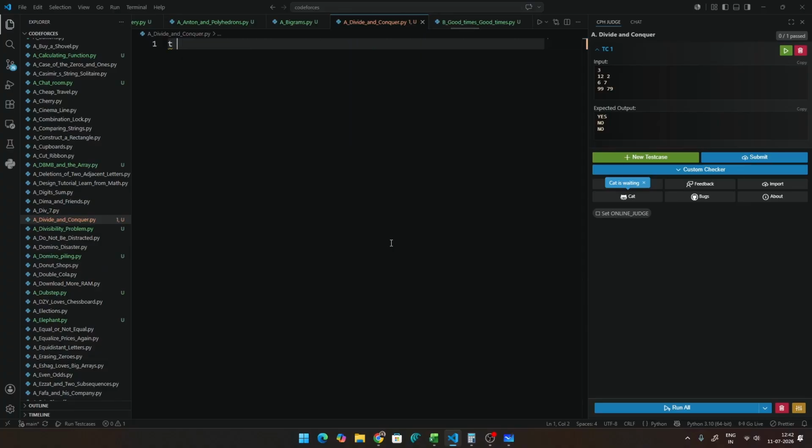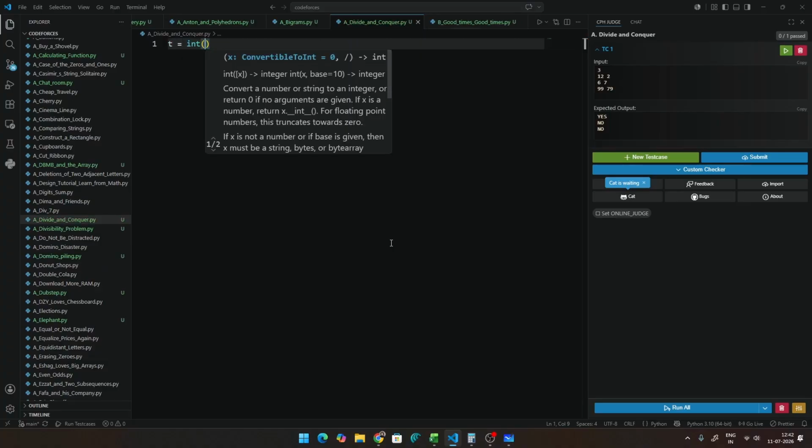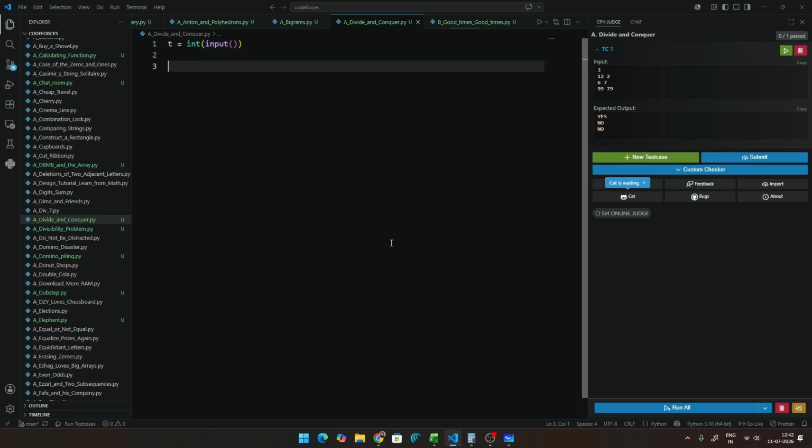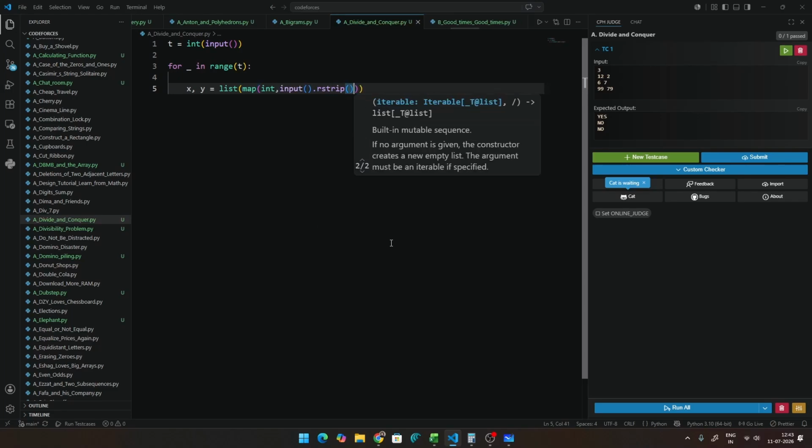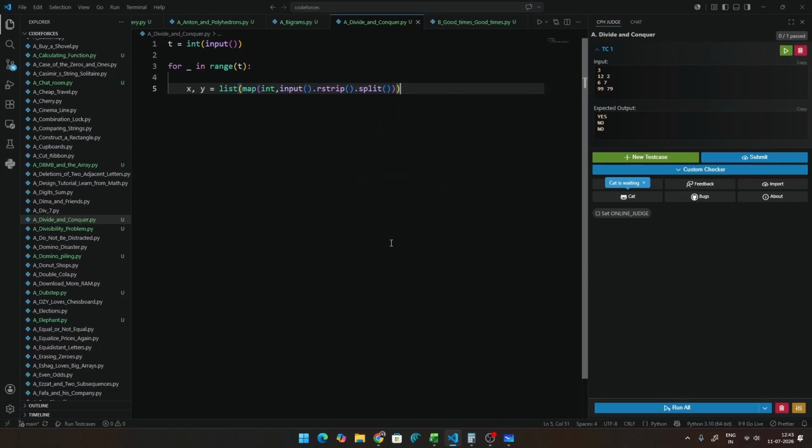Okay, so first thing to do here, right, is to get t, which is the int of input, the number of test cases. So for _ in range of t, because the loop variable doesn't really matter, it's just to get input. And then we're getting two inputs x and y, so this will be list of map of int comma input dot rstrip dot split, right? We're getting the values of x and y.